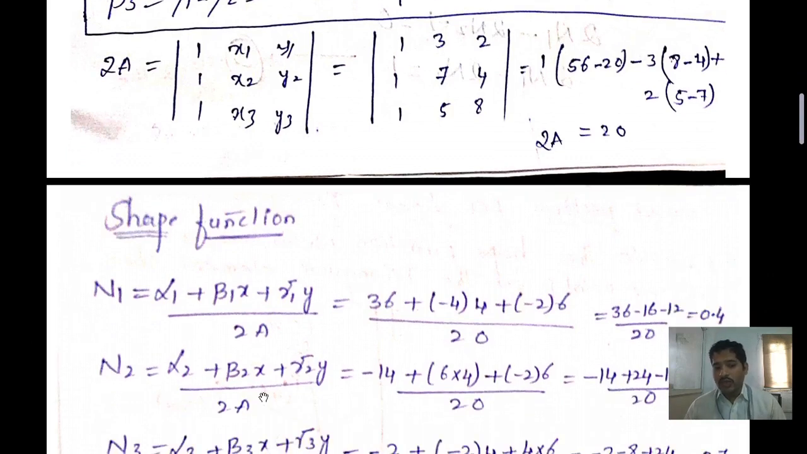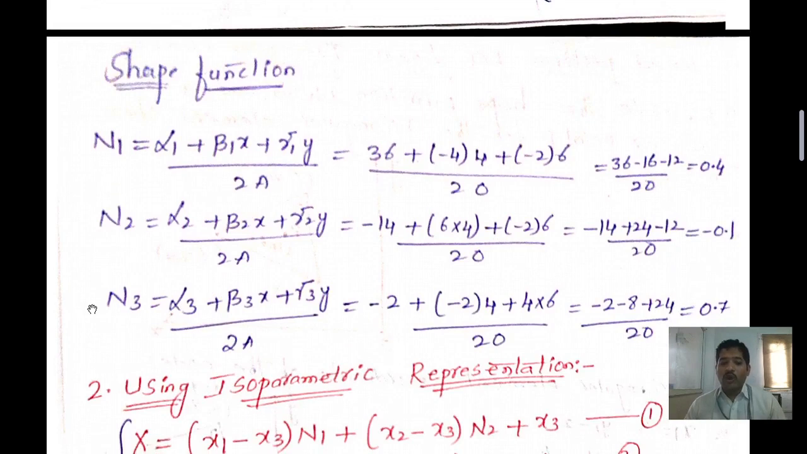n2, the shape function n2 is equal to alpha 2 plus beta 2x plus gamma 2y by 2a. Alpha 2 value is how much is there? Minus 14 plus beta 2 value is how much is there? 6 into 4 plus gamma value is how much is there? Minus 2 into 6 by 20. If you divide the whole value, then you will get the answer is how much? Minus 0.1. Clear?